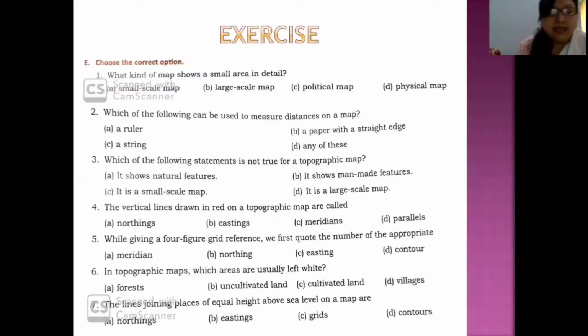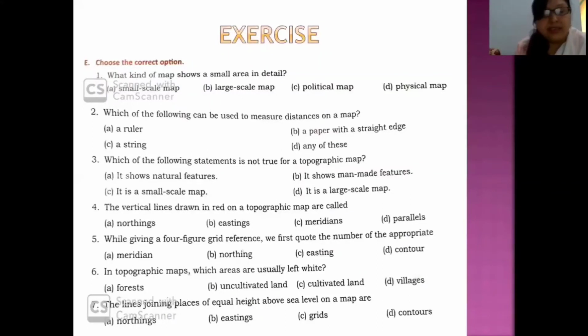Next is, in topographic maps, which areas are usually left white? The options are A, forest, B, uncultivated lands, C, cultivated land, D, villages. And the answer is uncultivated land. So we use white color for uncultivated land in a topographic map.